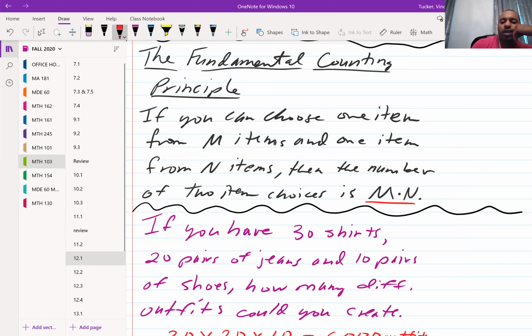All right, looking at the first exercise to implement the fundamental counting principle. If you have 30 shirts, 20 pairs of jeans, and 10 pairs of shoes, how many different outfits could you create? So we're assuming that you're only going to wear one shirt, one pair of jeans, and one pair of shoes, right? If that's the case, we can use the fundamental counting principle. You're only choosing one item out of each category.